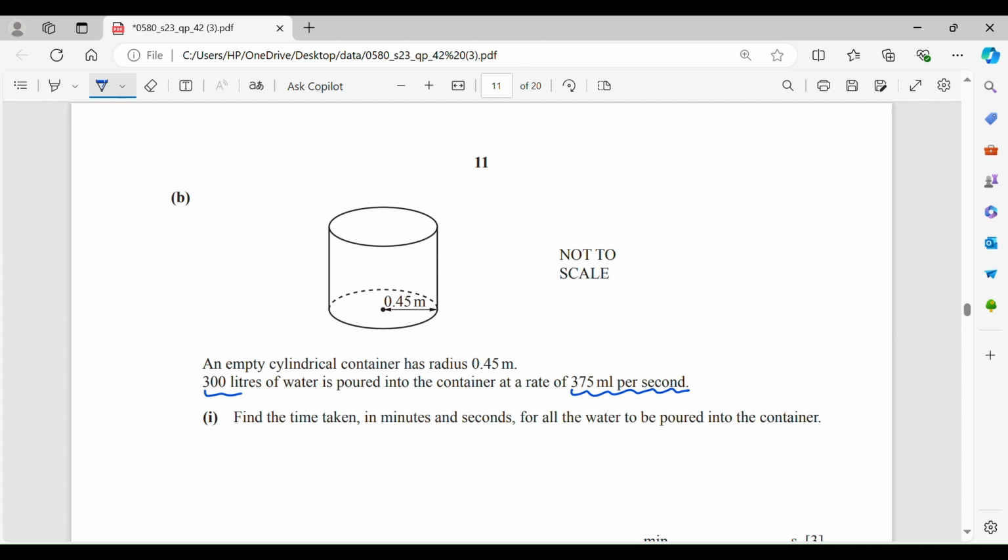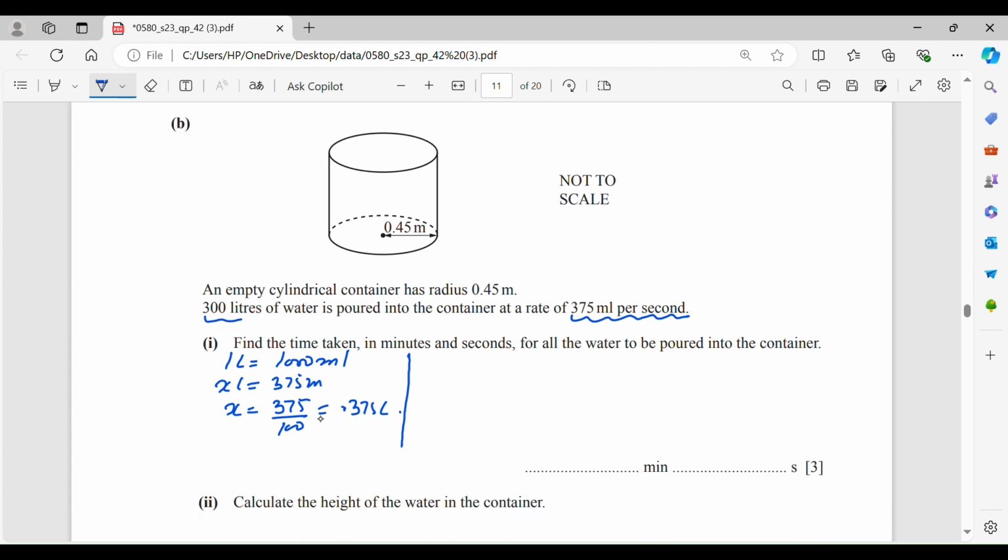So as we know, first let's change the unit of all. So 1 liter will be equal to 1000 ml, right? So here 375 ml will be equal to x liter. Cross multiply, so this x will be equal to 375 divided by 1000, which will be equal to 0.375 liter, right? So it's given.